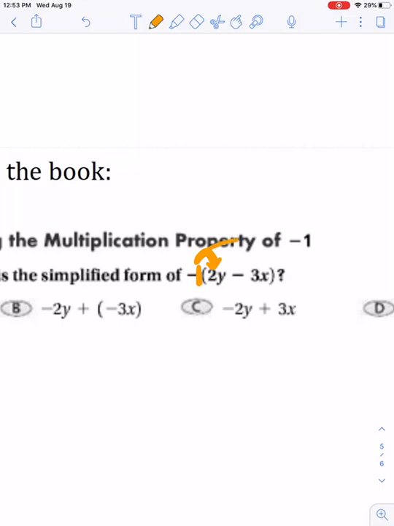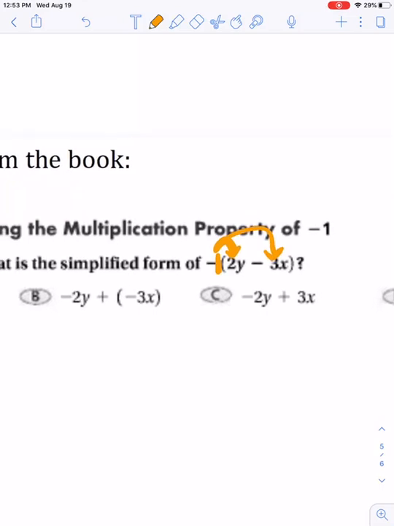So I'm just going to distribute that in to both terms. And notice, if I take a -1 times 2y first, that would just become a -2y. And a -1 times, if we think of this as a -3x, that would become a +3x. So that actually gives me option C.